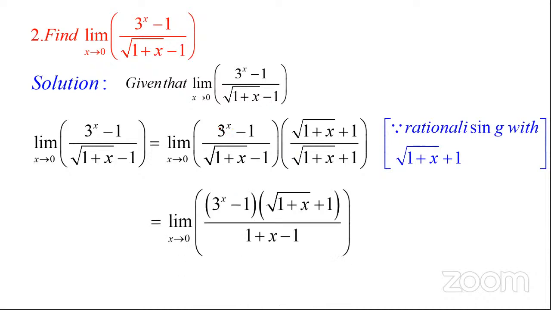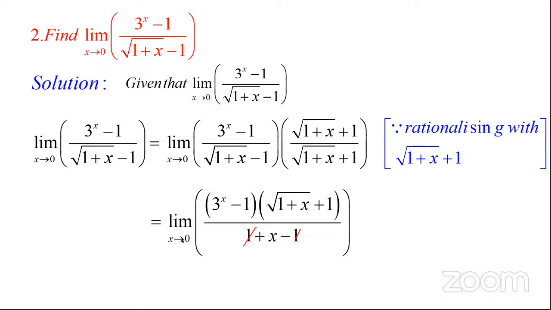The numerator value is 3 power x minus 1 into root of 1 plus x plus 1. In the denominator, the roots get cancelled, so 1 plus x minus 1. These two get cancelled. So limit x tends to 0, 3 power x minus 1 into root of 1 plus x plus 1 by 1 plus x minus 1. Then 1 gets cancelled, and you will get x in the denominator.